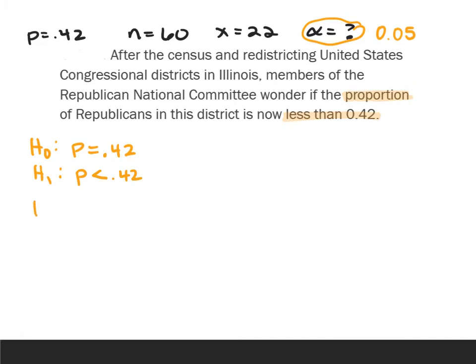Of course, I'm going to use the one prop z-test. I checked all my conditions, and they're all fine. This is going to be a one-tail test, since I'm looking only for evidence that is less than. And I am going to assume, even though it didn't tell me to, that I have a significance level of 5%, or alpha equals 0.05. All right, so let's see how our calculator comes into play, and then we'll make a decision, write a conclusion, and be done with this video.